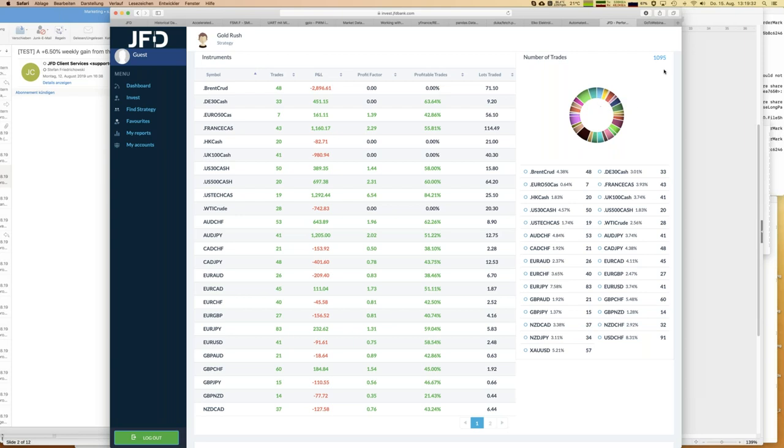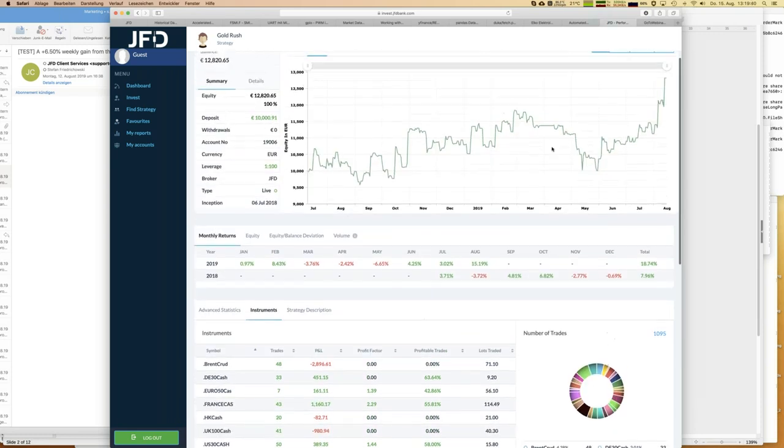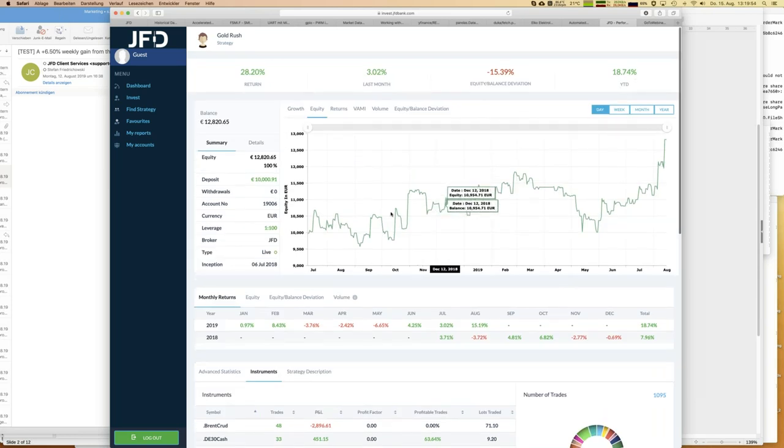In total, we have executed more than 1,000 trades. Not everything is green, as you can see, but the majority. And that is exactly creating that nice equity curve here. And okay, even here we have those drawdowns. But the other good thing is no overnight risk, no over weekend risk. So that's really a quite cool strategy.